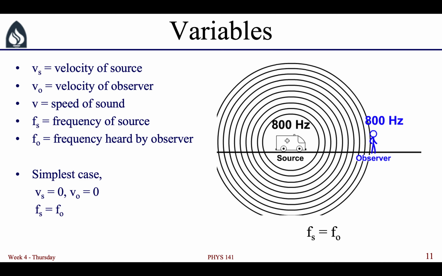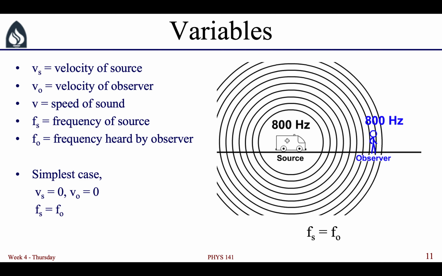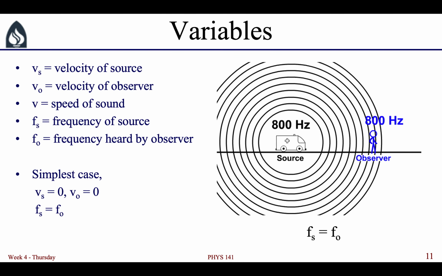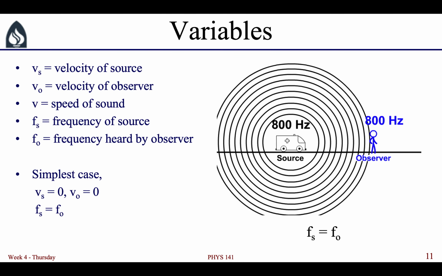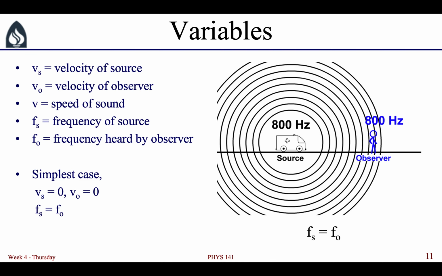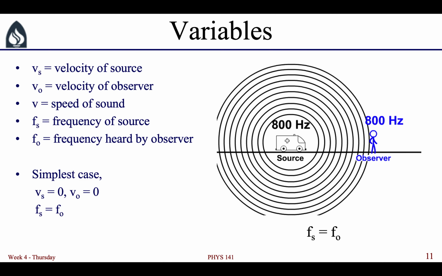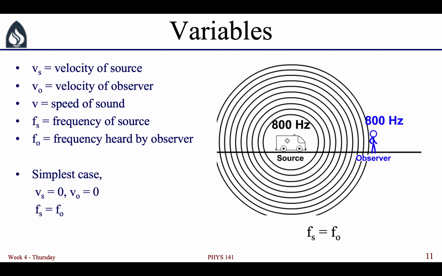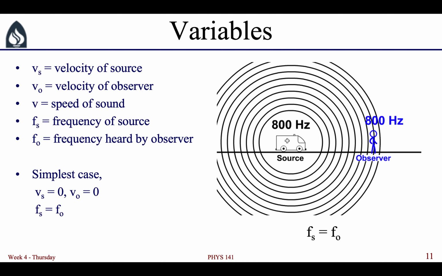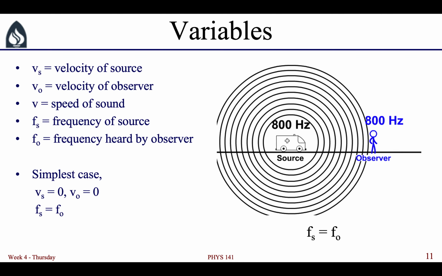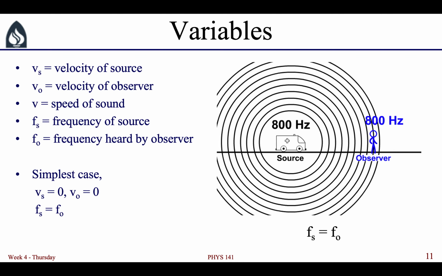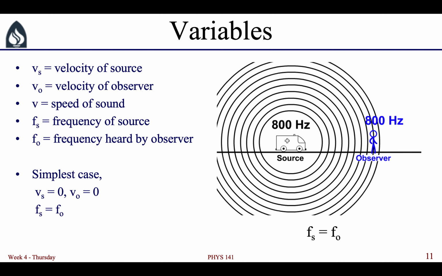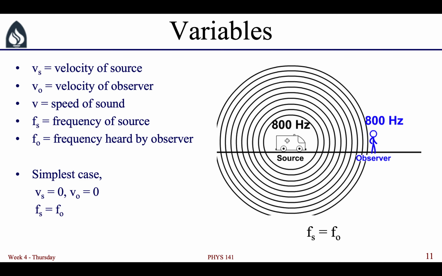F sub s is the frequency that is emitted by the source, and F sub o is the frequency heard by the observer, or the frequency that is received. Now, the simplest possible case is that both the source and the observer are not moving. In that case, if there's no source or observer motion, the frequency that is emitted by the source is the same frequency that is heard by the observer.